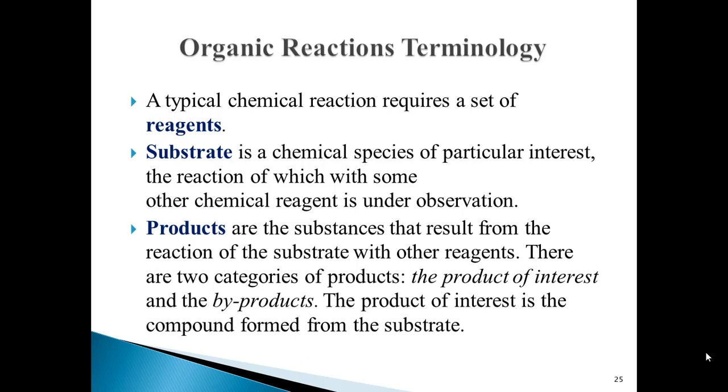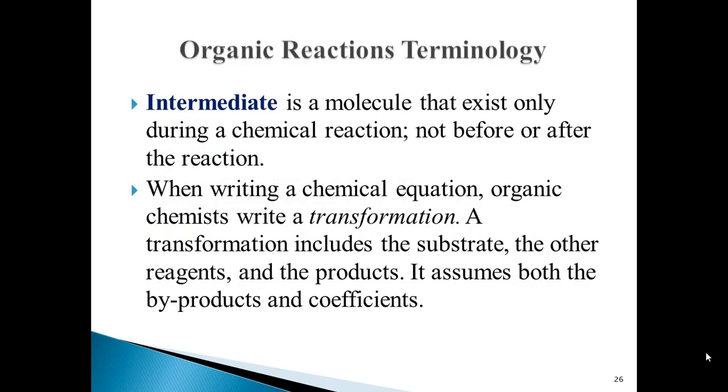There are two categories of products, the product of interest and the byproducts. The product of interest is the compound formed from the substrate. In the case of a multi-stage process, some steps include the formation of intermediates, that are unstable intermediate species. Organic radicals or ions are often intermediates. When writing a chemical equation, organic chemists write a transformation. A transformation includes the substrate, the other reagents, and the products. It assumes both the byproducts and coefficients.